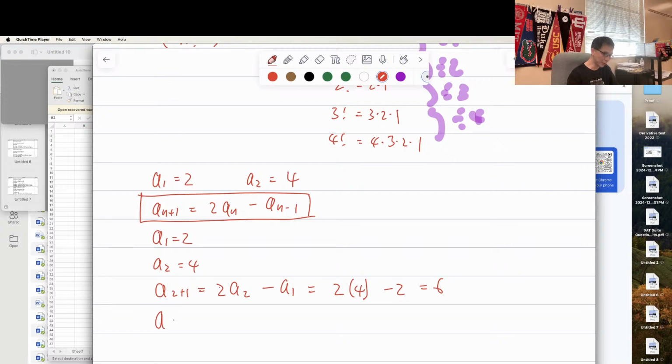A to the 3 is equal to, sorry, a to the 4th. A to the 4 is equal to what? 3 plus 1, and then that's equal to 2 times a to the 3 minus a to the 2, right? Yeah. So what is 2 times a to the 3? We already got from the previous one, 6. 12 minus 4, which is 8. So this one's kind of weird because it just ends up being 2n. Yeah, but it's a funny way to write a recursive.